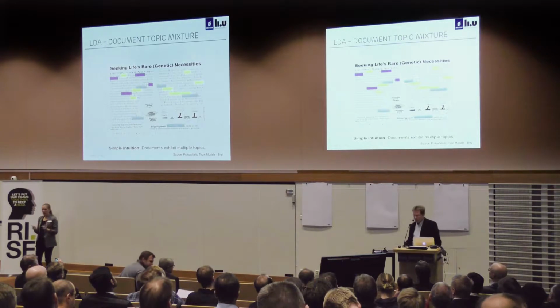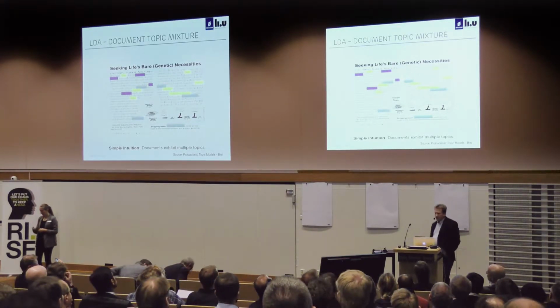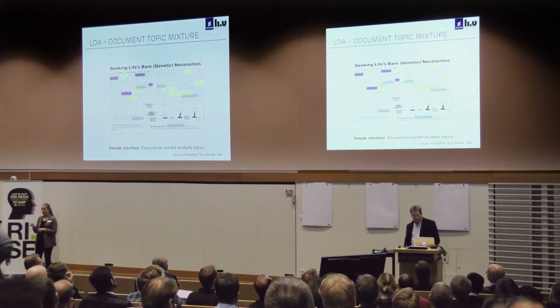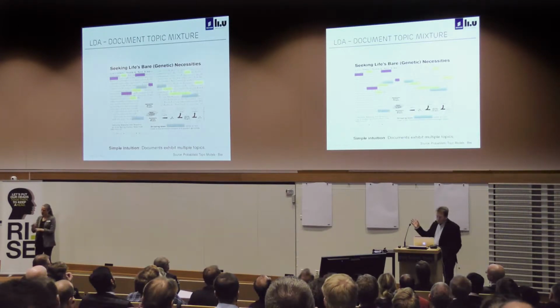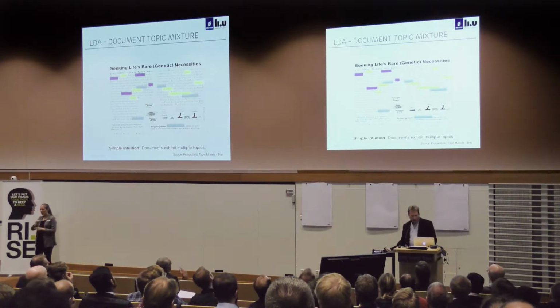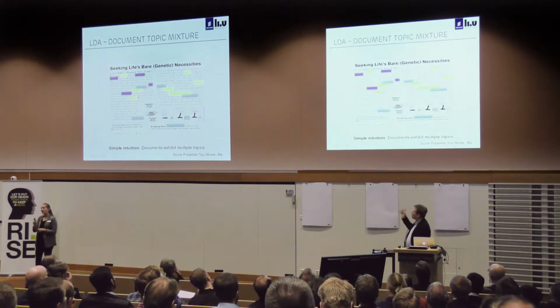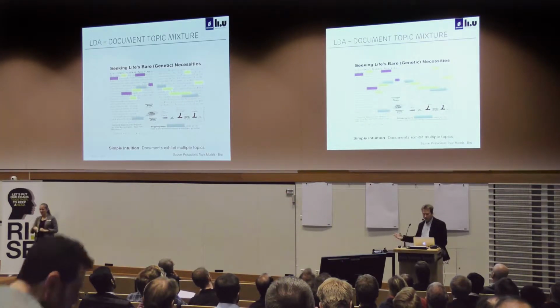Okay, so what is the underlying idea here? Well, the underlying idea is that one document contains a mixture of several topics. So in this document, we've colored the topics. We have a pink topic, we have a yellow topic, and we have a blue topic. In reality, each of the words has one color, but in this particular view, we've only colored some of them.